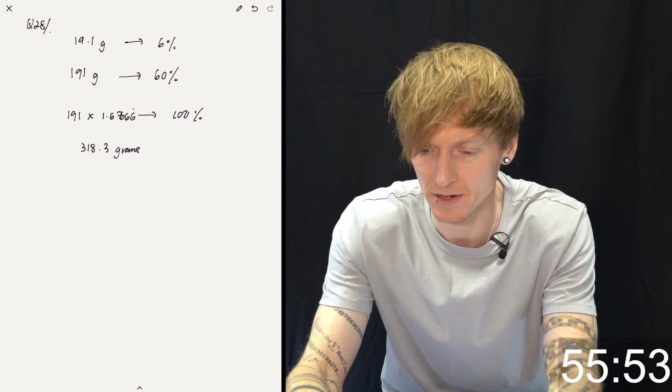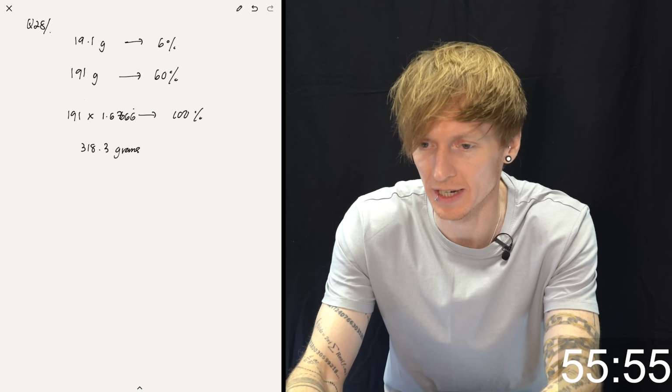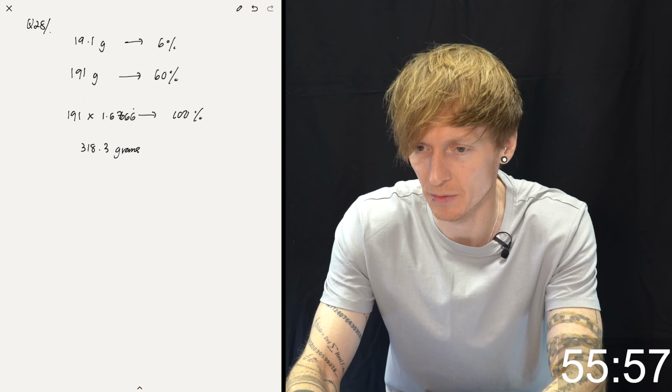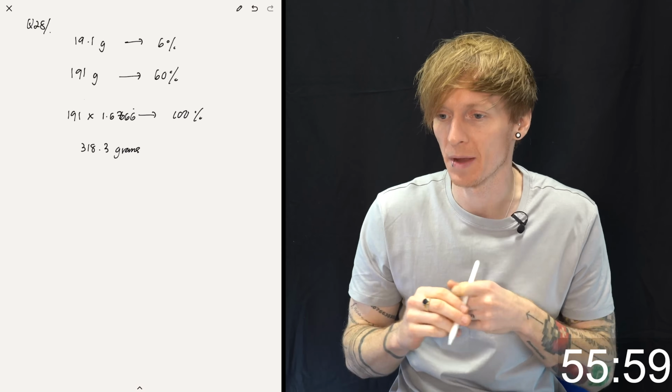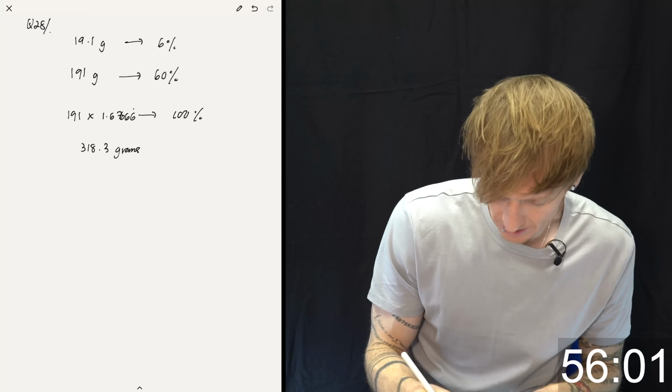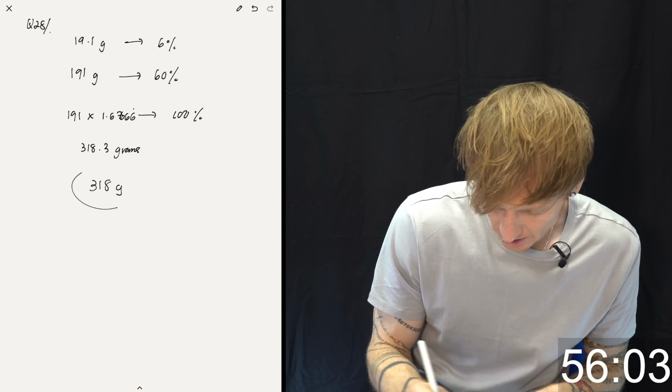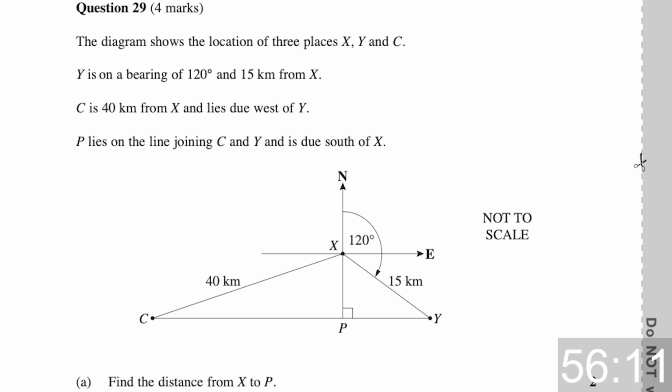seeing as I now am, I can do 19.1 divided by 0.06, which is 318.3. So the answer then is 318 grams of carbohydrate recommended. Okay, question 29. We got a graph of some locations.